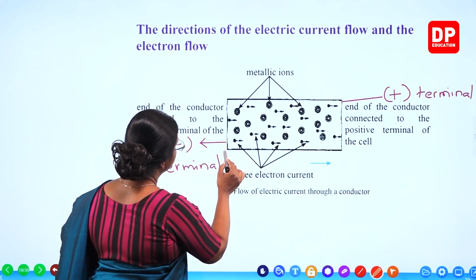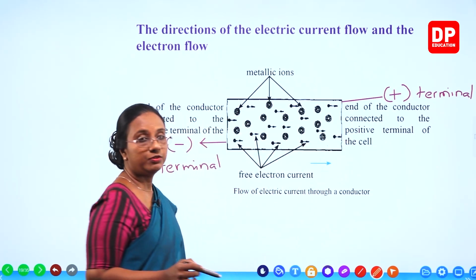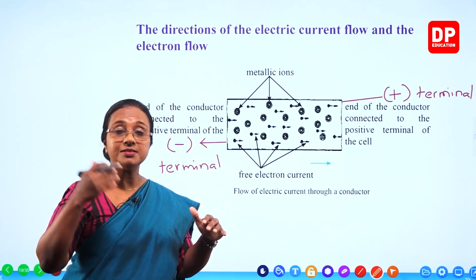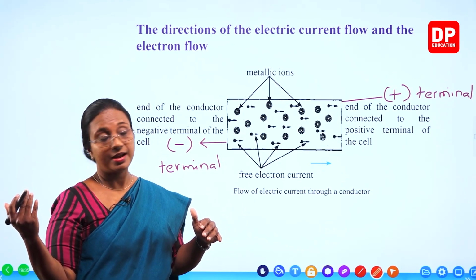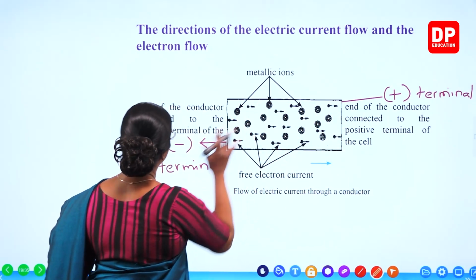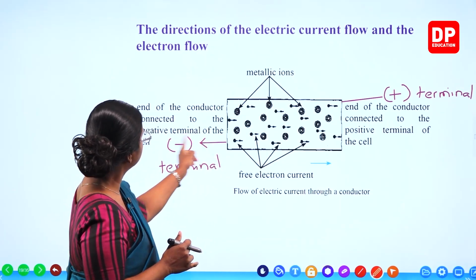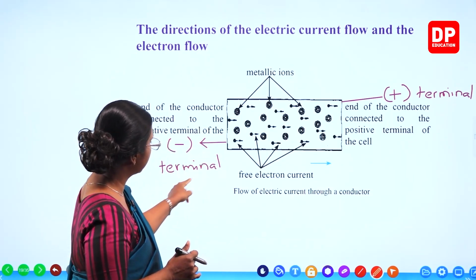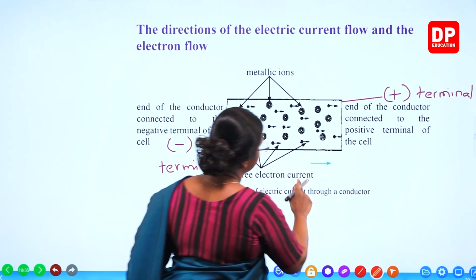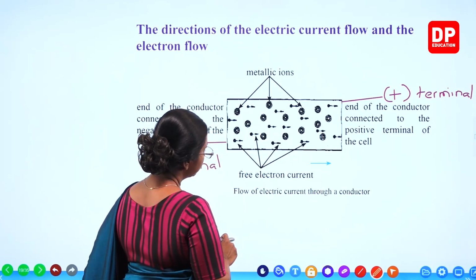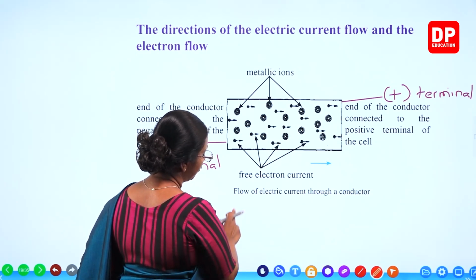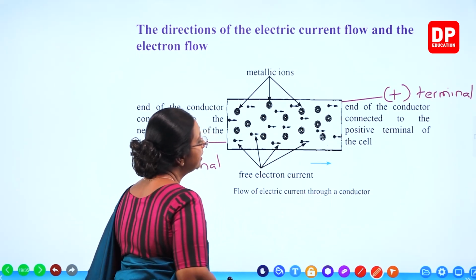The electrons will start to flow from negative to positive. Why? The negative terminal repels the electrons, the positive terminal attracts the electrons. So these are the metallic ions in a metal structure, the metallic lattice. The end of the conductor connected to the negative terminal of the cell, so that's the negative terminal. And the end of the conductor connected to the positive terminal of the cell, so that side is the positive terminal. And here you can see free electron current. So this is the flow of electric current through a conductor.